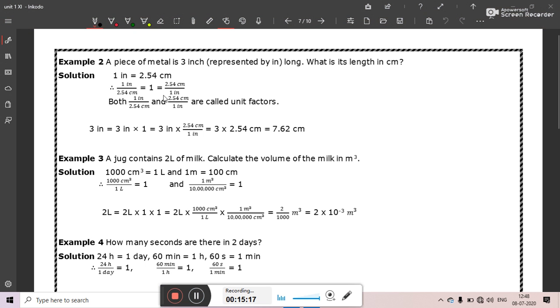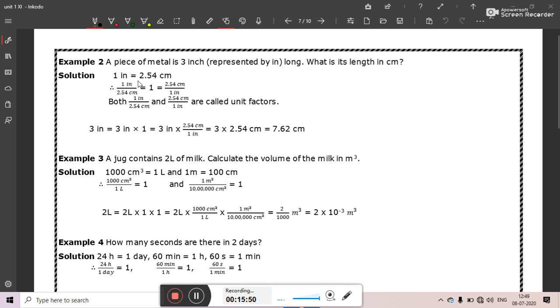Another example is example number 2. A piece of metal is 3 inch long. Inch can also be represented symbolically as in. What is its length in centimeter? So here we have to first find out the relation between inch and centimeter. 1 inch is equal to 2.54 centimeter. Now when you take 2.54 centimeter in the denominator, you will get 1 inch upon 2.54 centimeter equal to 1.